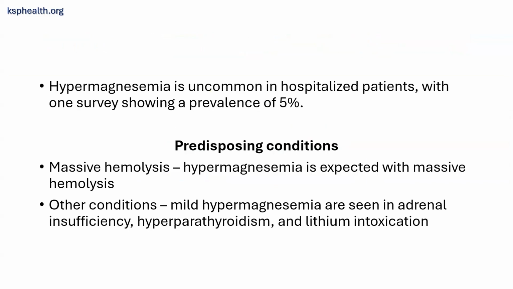Hypermagnesemia is uncommon. It is present in 5% of ICU patients. It happens in patients with massive hemolysis. The other conditions associated with hypermagnesemia are adrenal insufficiency, hyperparathyroidism, and lithium intoxication.